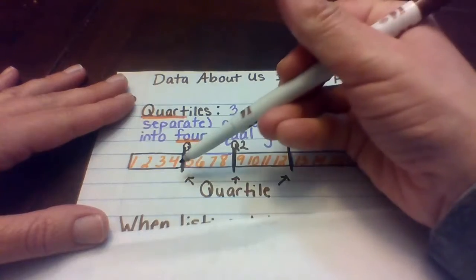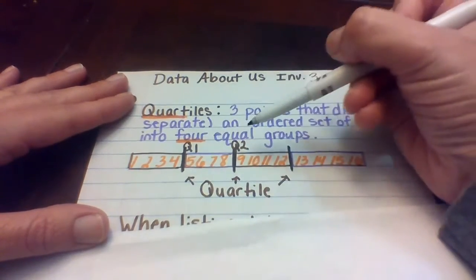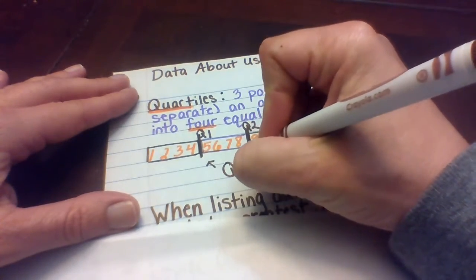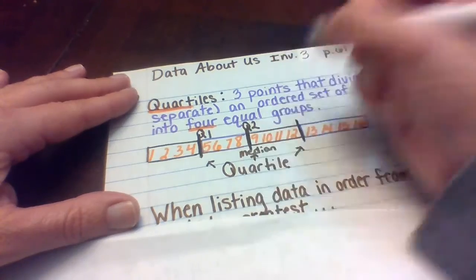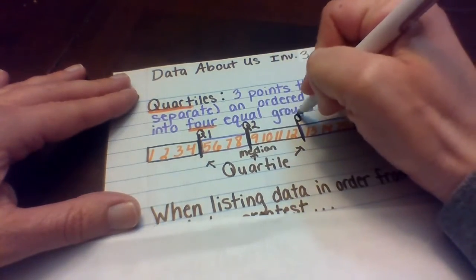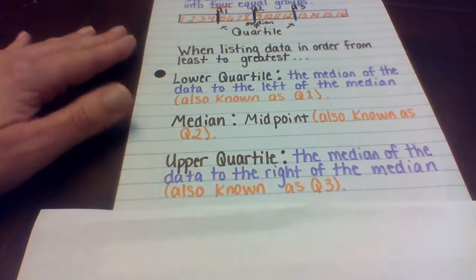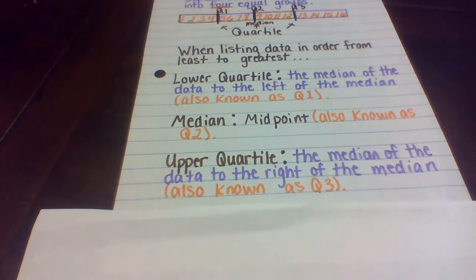Out of all of my 3 quartiles, I have quartile 1, quartile 2, which is also my median. And then you guessed it, this is going to be my quartile 3, which is also called the upper quartile. It's the median of the data to the right of the median, also known as Q3. So let's take a look at what this is actually talking about. We'll apply these definitions to another list of data.